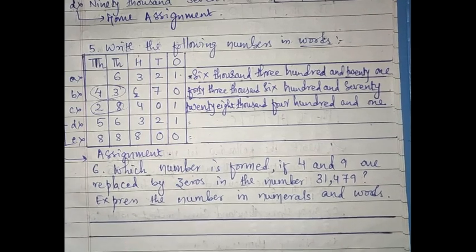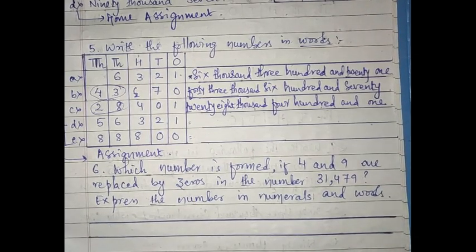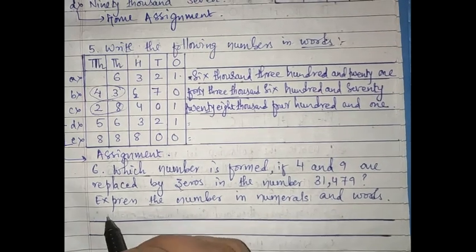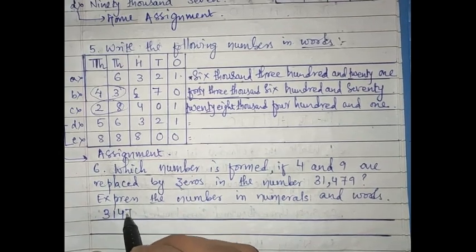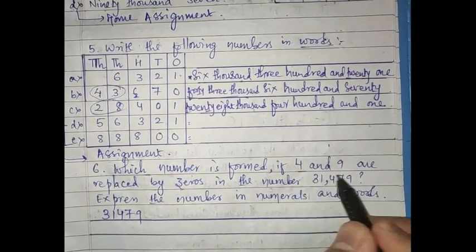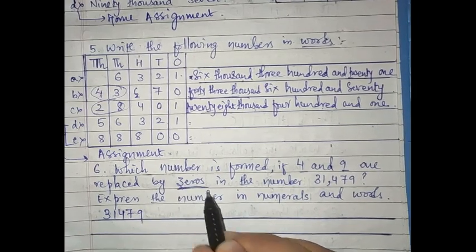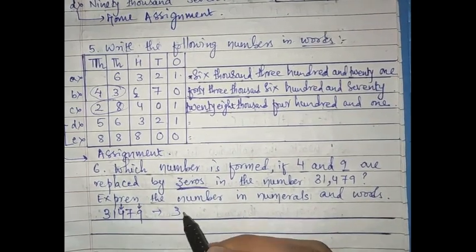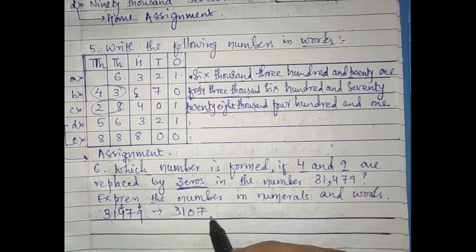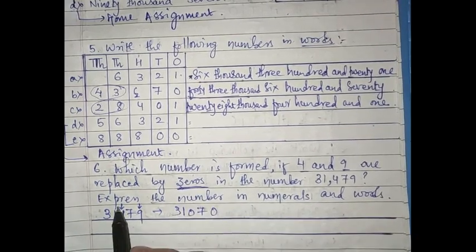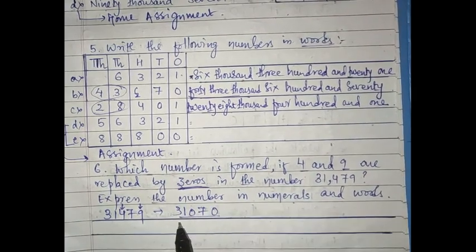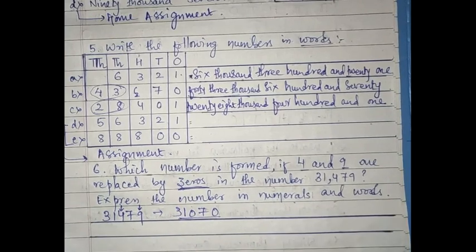Next, number 6. Which number is formed if 4 and 9 are replaced by zeros in the number 31479? If 4 and 9 are replaced by 0, that means in those positions you have to place 0. So 31070. This is our number. Express the number in numerals. We have expressed it in numerals, and you have to write this in words also.